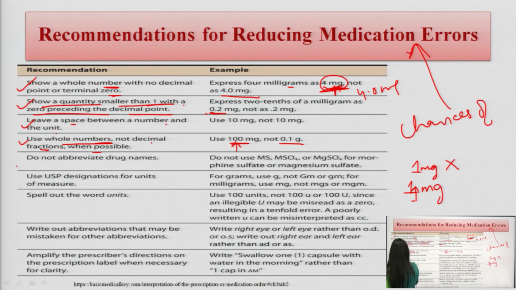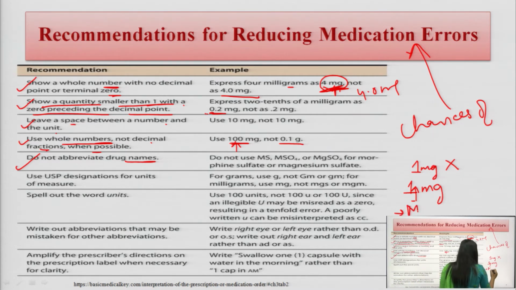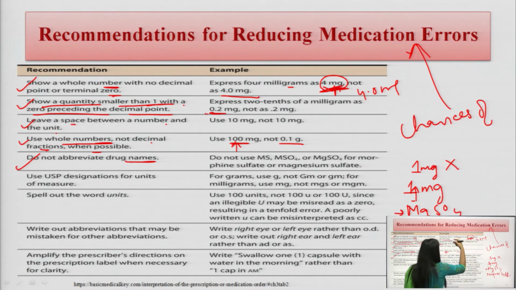Point number this: don't abbreviate drug names. If we are writing magnesium sulfate, don't write MgSO4. We can write magnesium sulfate. So we are trying to reduce medication errors here.